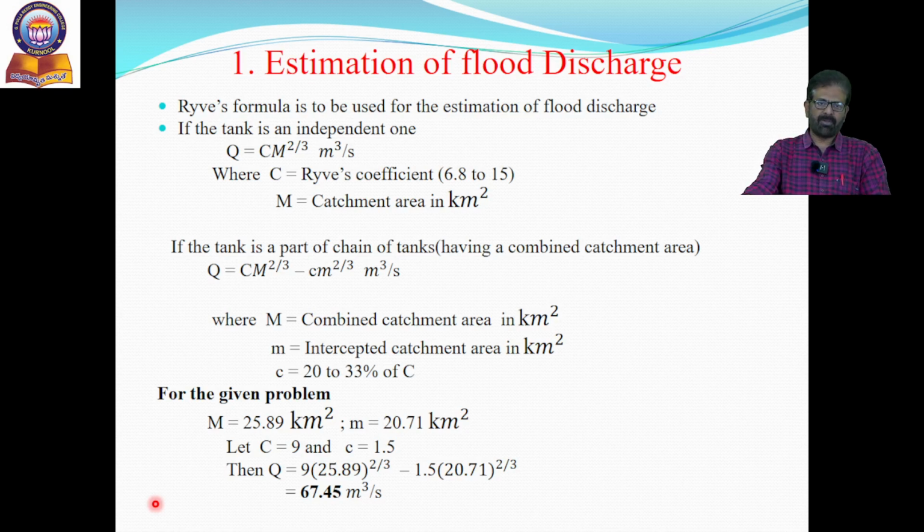It's a very simple empirical formula given by Q = C M^(2/3). You can see the flood discharge Q is equal to capital C and capital M to the power of 2 by 3, where C is the Ryves coefficient, generally adopted depending upon various factors like topography and nature of the area, etc. It may be in the range of 6.8 to 15.